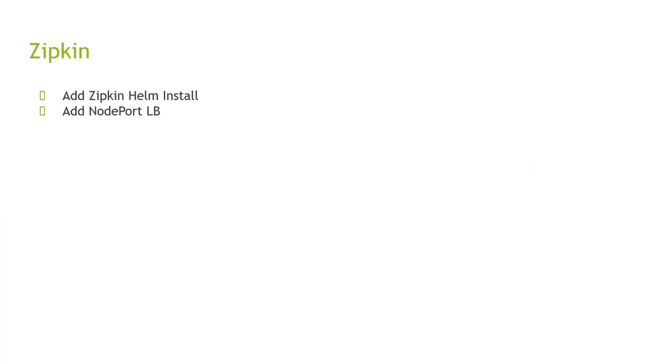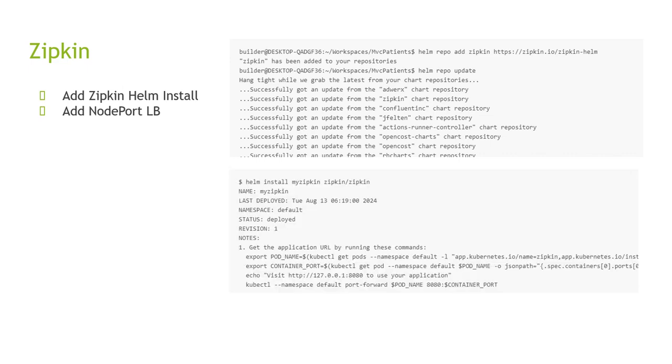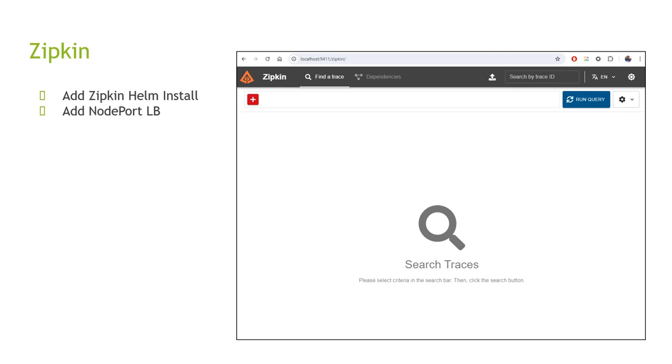Next, I want to talk about Zipkin. So with Zipkin, I'm going to go ahead and launch Zipkin. This is the Zipkin app, mind you, not the protocol. I installed it to my cluster, and now I have Zipkin running on 94.11, and I can go ahead and view it. This is what Zipkin looks like out of the box.